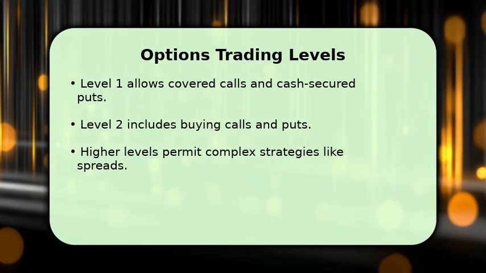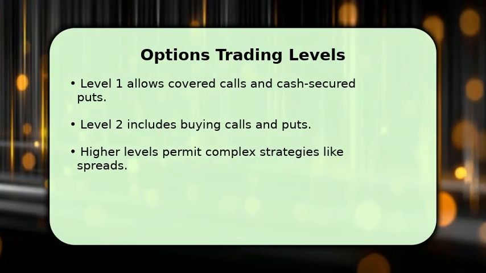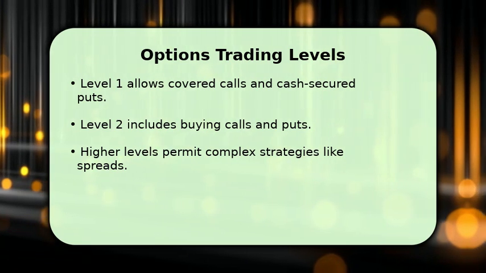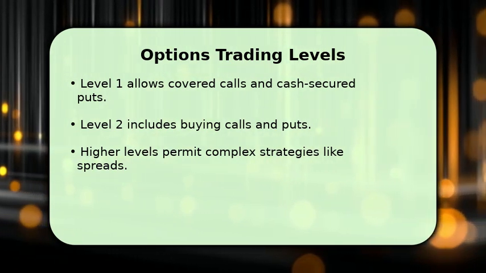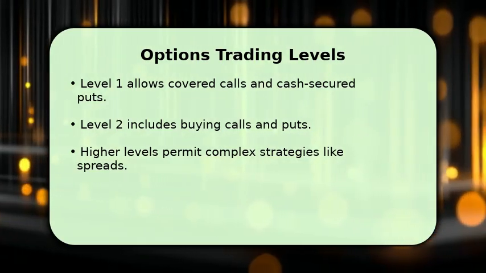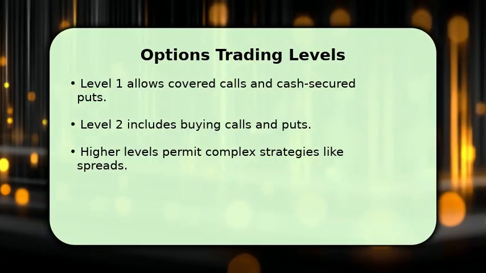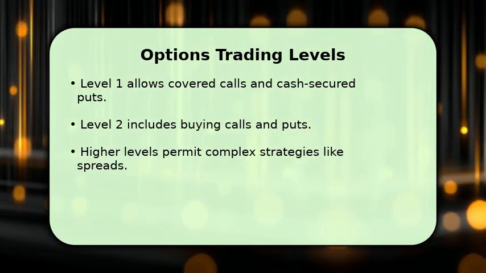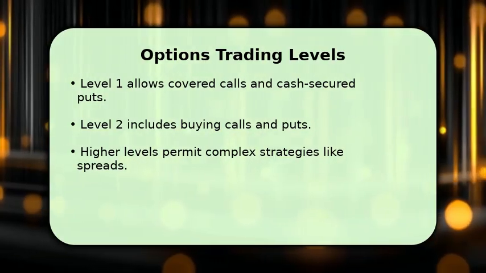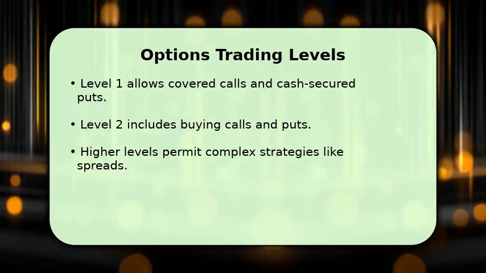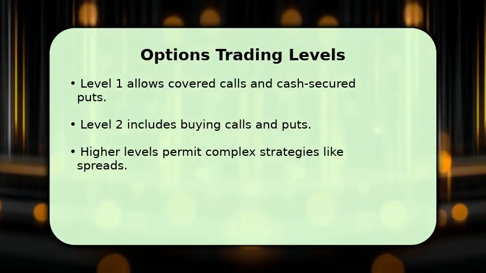Webull offers different options trading levels, each allowing specific strategies. Level 1 typically permits covered calls and cash-secured puts. Level 2 expands your capabilities to include buying calls and puts. As you gain experience, you can apply for higher levels, which enable more complex strategies such as credit spreads or iron condors. Understanding these levels is key to trading effectively.